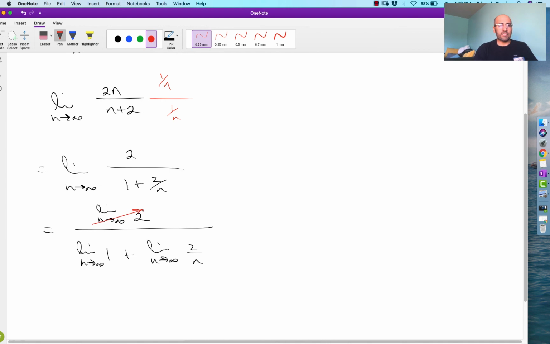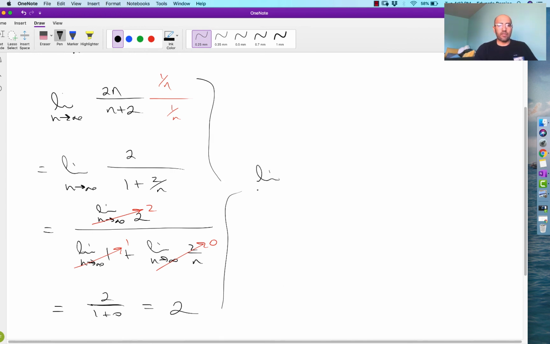So this is a constant, that's just going to be a 2. That's a constant, that's a 1. And then this goes towards 0. So we have that the limit exists, and it's going to be equal to 2 over 1 plus 0, or just 2. Okay, so bringing this all together lets me know that the limit as n goes to infinity of 2n divided by n plus 2 equals 2.